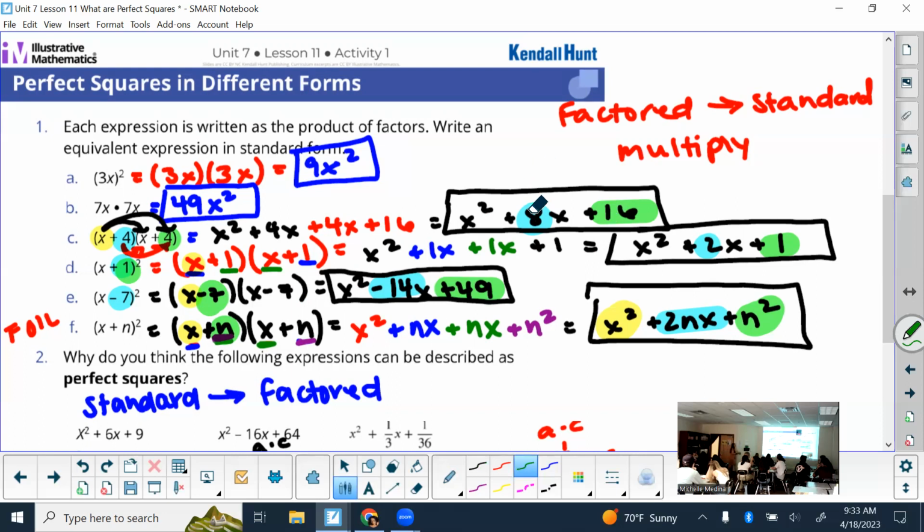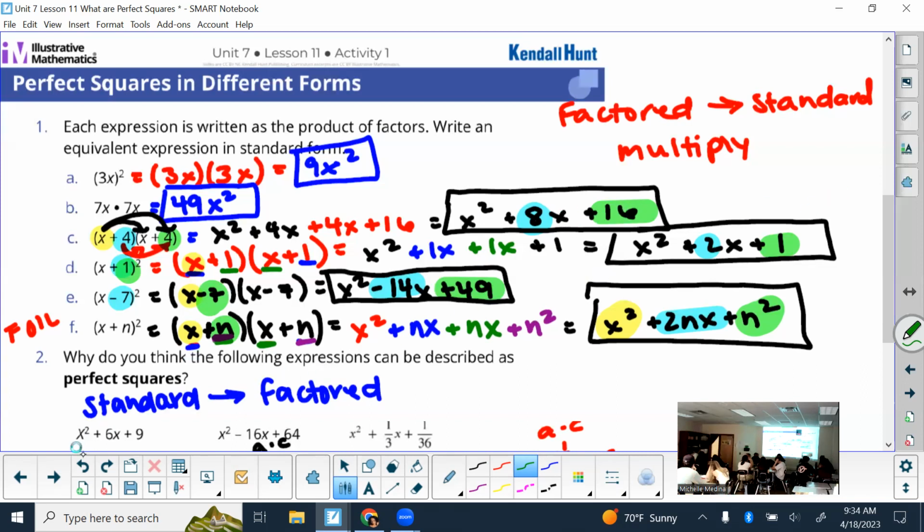And then that middle term was always 2 times n, and x was already there. So if you do 2 times the second number, what's 2 times -7? -14, and that was in our answer. What's 2 times 1? And 2 times 4. So it's a pattern. You could memorize that, but again, I feel like that's a little random to memorize. I just factor it and see if it's a perfect square or not.